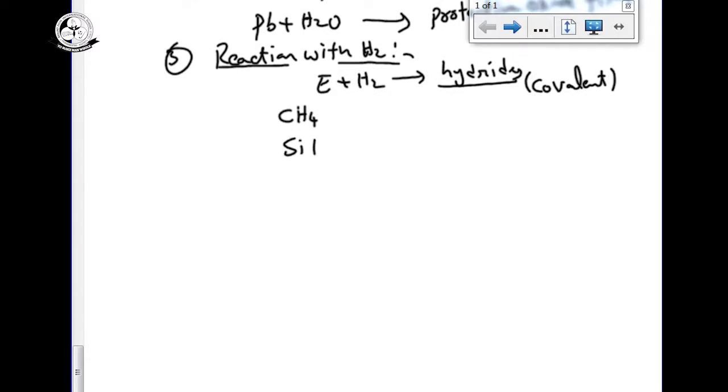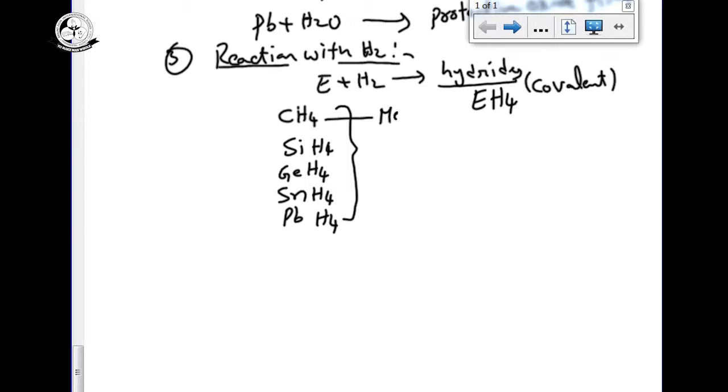Silicon forms SiH4. Germanium forms GeH4. Tin can form SnH4 and lead can form PbH4. So simply we can say this group of elements reacts with hydrogen to form EH4 type of compounds. CH4, the well-known name is methane.